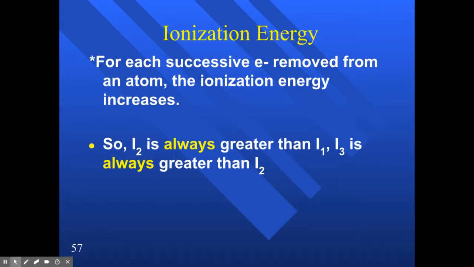If you remove one electron, overall you have more positive things than negative things, and so those remaining electrons are going to be more attracted to the nucleus. So I2 is always greater than I1. I3 is always greater than I2. But sometimes there are big jumps in ionization energy.